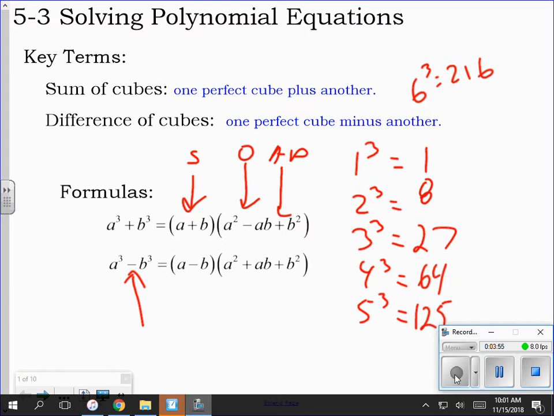Okay? It's like perfect squares. 1, 4, 9, 16, 25. You need to know that those are all perfect squares. Those are perfect cubes. You have to have those down.